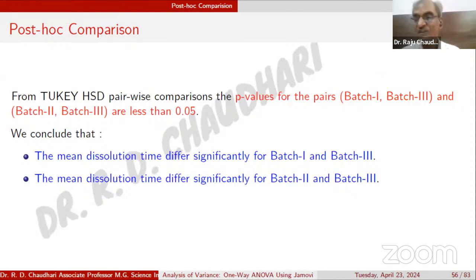So this is how we can use the analysis of variance technique, one-way ANOVA, in Jamovi, right? Once the null hypothesis about one-way ANOVA is rejected, we can go for a pairwise comparison that is known as a post hoc analysis. Okay, that is known as a post hoc analysis.